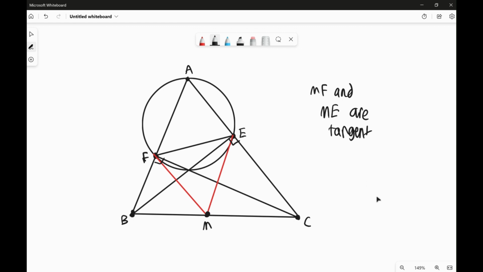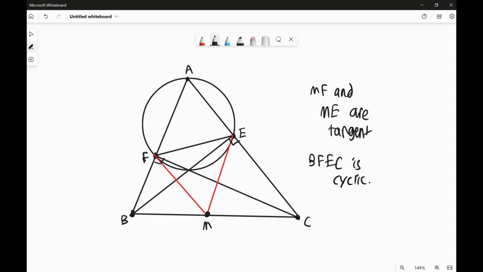But before that, we notice that there are right angles here. So we know for one that angle BFC is equal to angle BEC. So BFEC is cyclic.